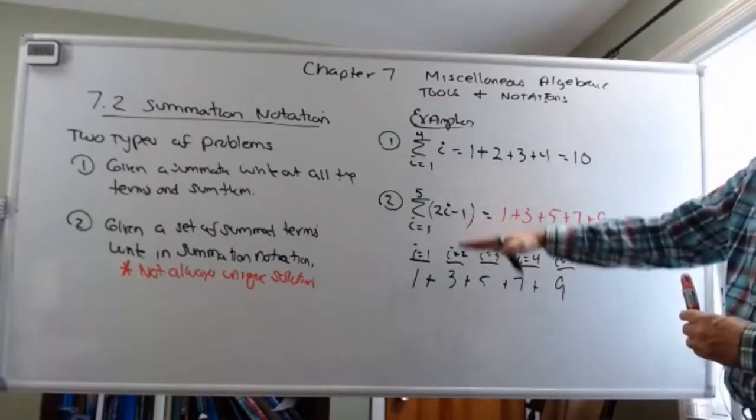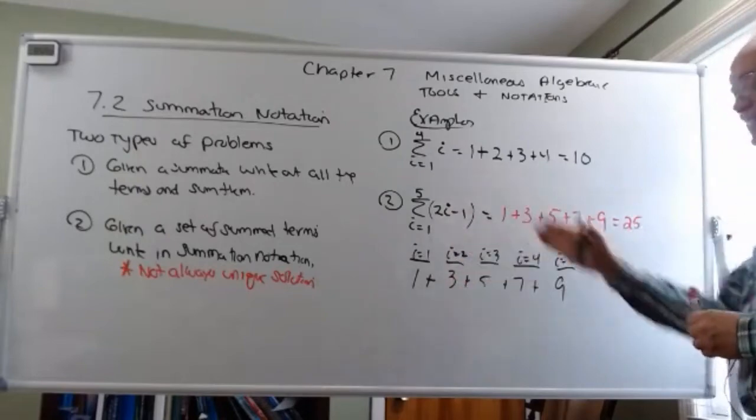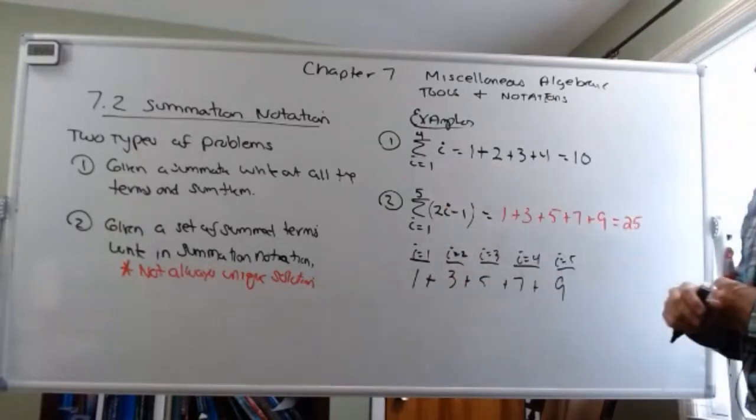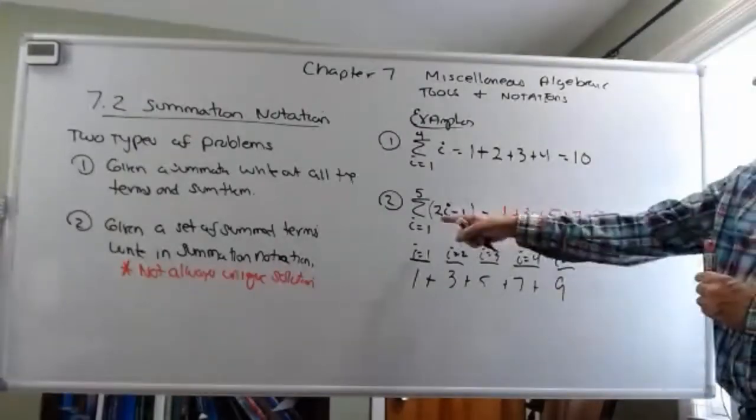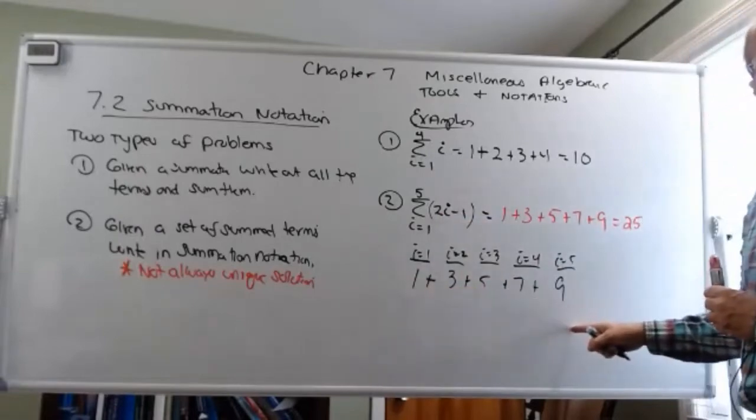So at each stage, I put in the i value, and I figure out what that quantity is, and then I sum it to the next one. When I hit 5, I stop. That's the ending point. So that's all that notation is. Notice this is an odd number. I'm saying sum the first 5 odd numbers.